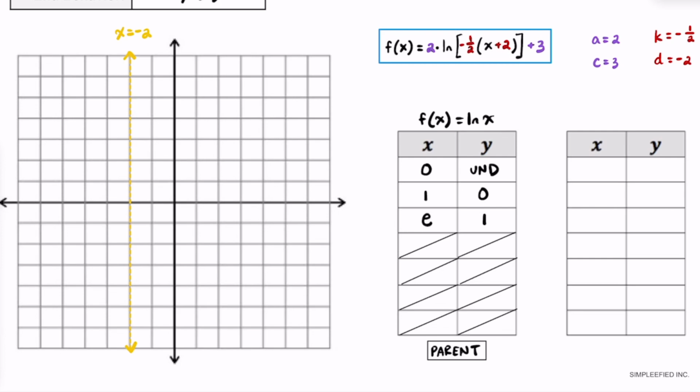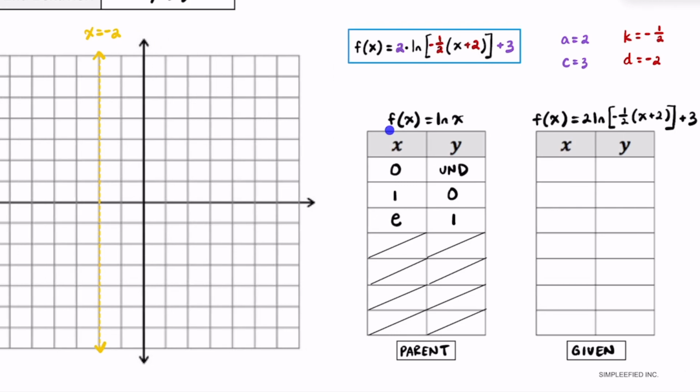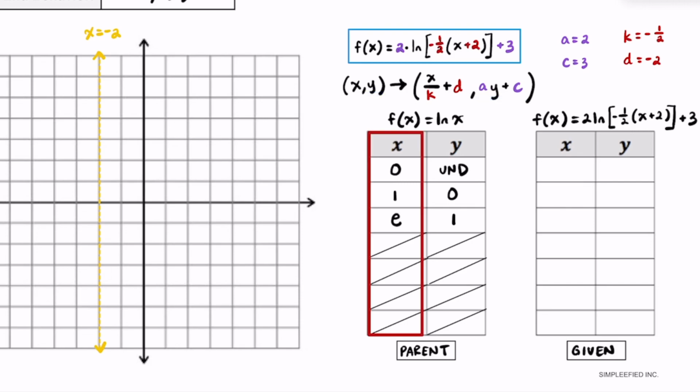All right, so while that's the parent function, let's look at the given function that we actually have. So how are we going to go from this parent function over here to this more complicated function that we have in this problem? Using a quick mapping formula, all the original points that are x, y in the parent function table will turn into these new coordinates on our actual function. So for each x on our parent function, we're going to go ahead and divide by k, then add d. And then for each of our y coordinates, we're going to go ahead and multiply them by a, then add on c.